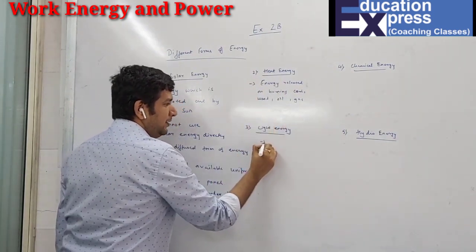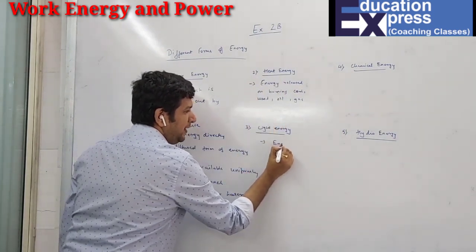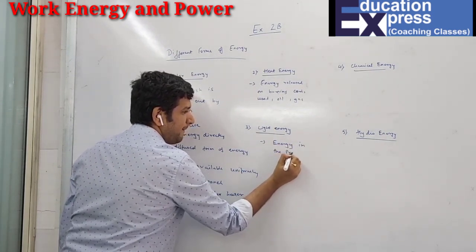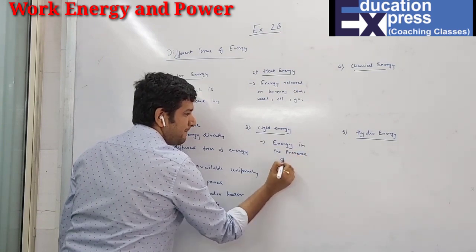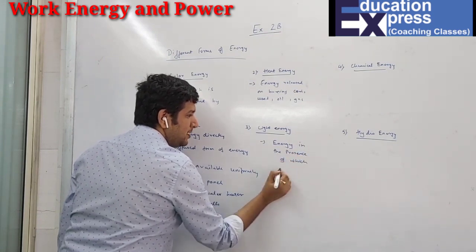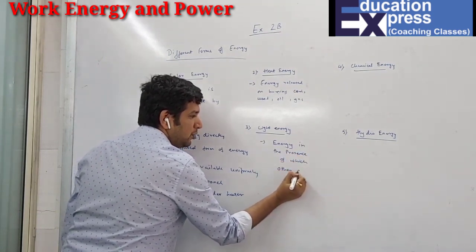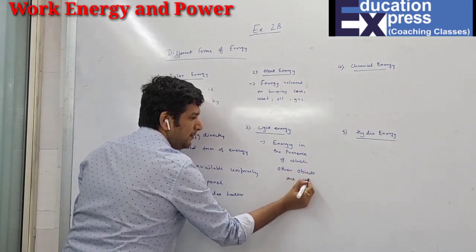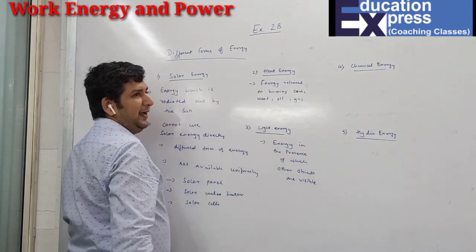What do you mean by light energy? The energy in the presence of which other objects are visible is said to be your light energy.